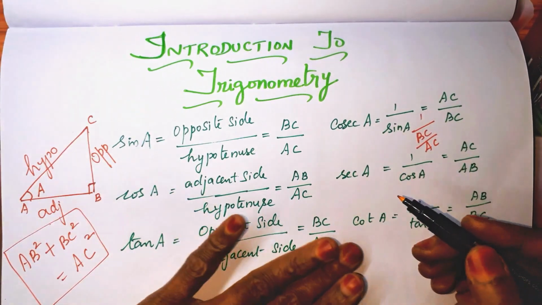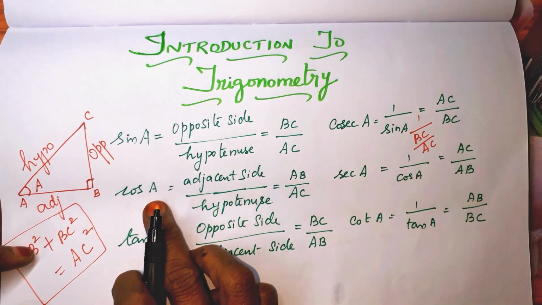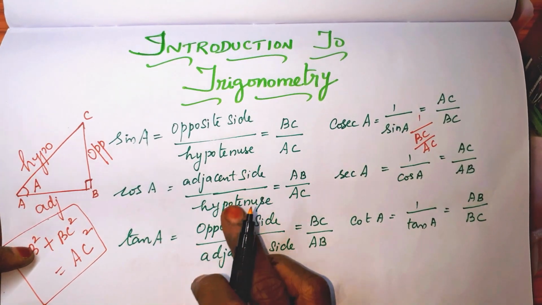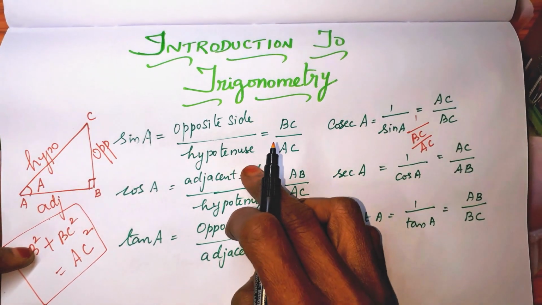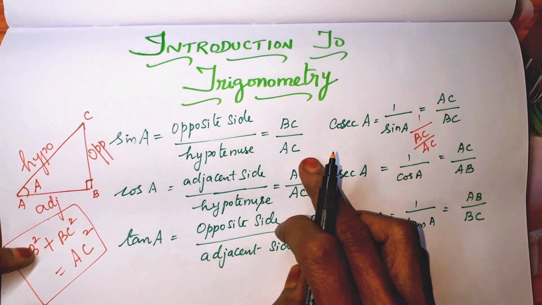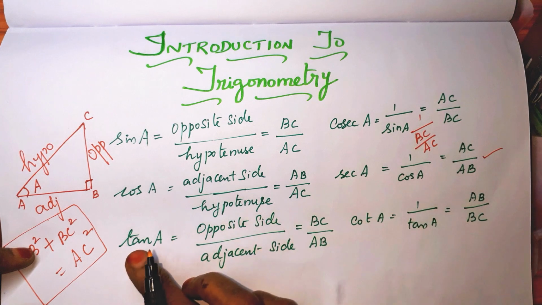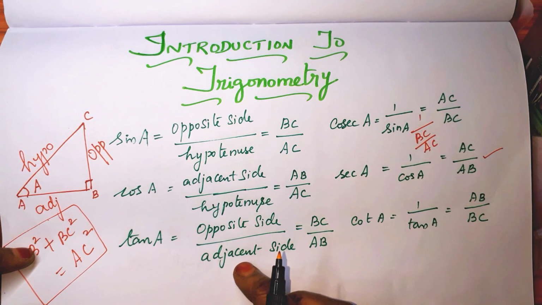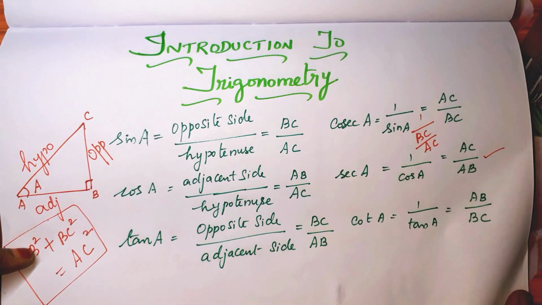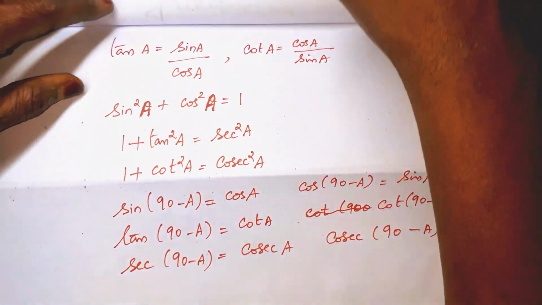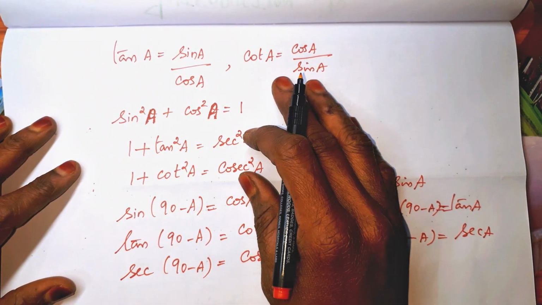Now secant A. Secant A is equal to 1 by cos A. What is the formula for cos A? Adjacent side by hypotenuse. So secant A is equal to hypotenuse by adjacent, that is AC by AB. This is the formula for secant A. And cot A is equal to 1 by tan A. So adjacent by opposite, that is AB by BC. Is it clear? And these are some formulae which we are going to use in our problems.